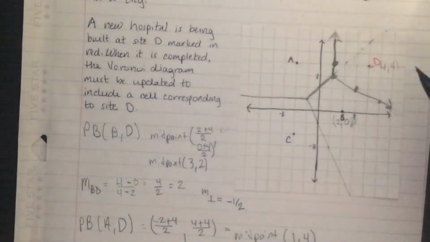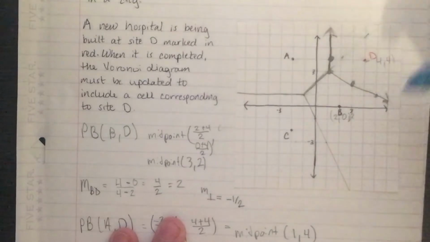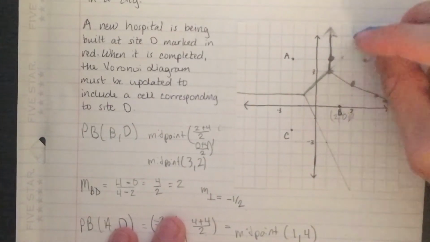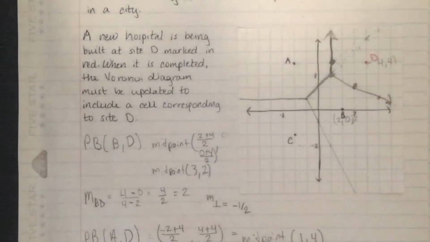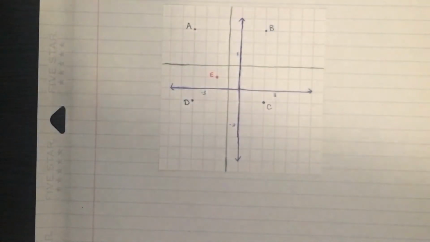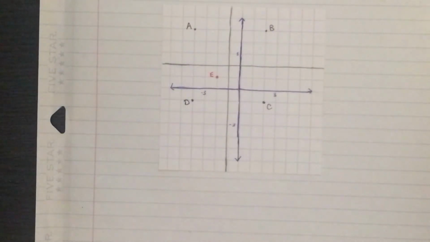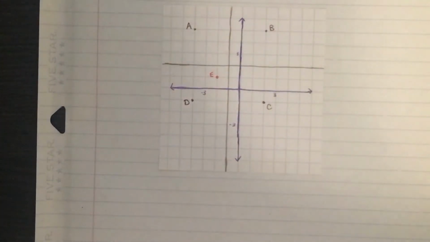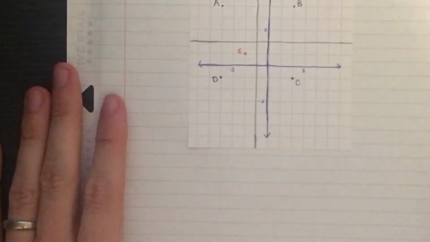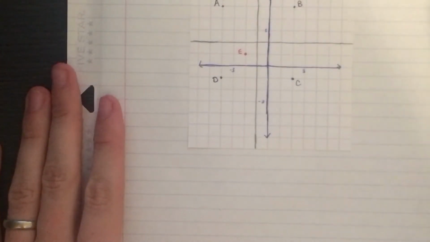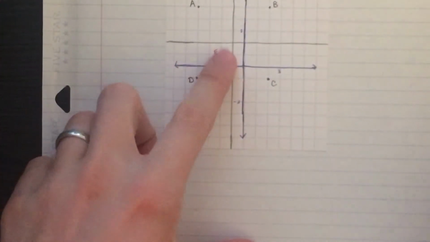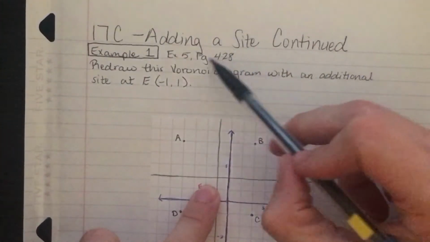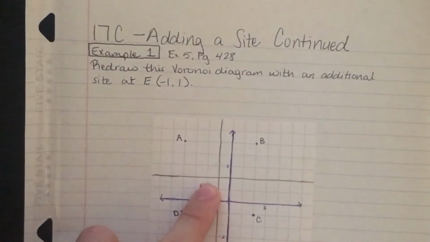So we just added a new site. If you wanted to put words to what we just did, that's what it would be. There's a lot of perpendicular bisector to it, a lot of midpoint to it. And if you think that that was a lot, just wait for this next one. So the last one that we're going to look at is the original Voronoi diagram here. This is from example 5 on page 428.